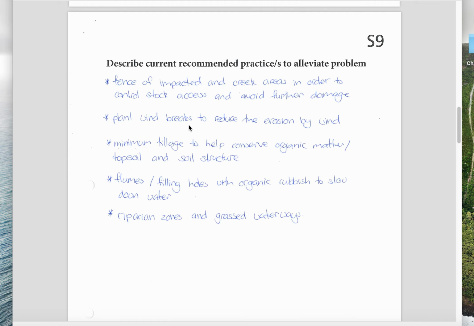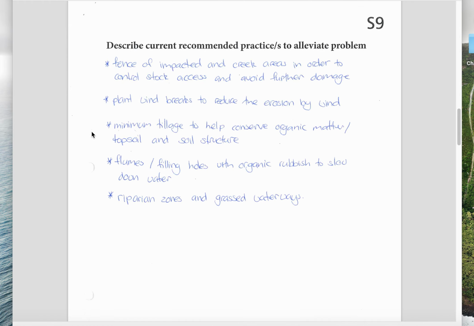You could also plant windbreaks, because remember, one of the two main causes of erosion other than water is wind. And if you plant windbreaks on your farm, that's going to slow the wind flow down on your farm, and therefore that's going to help reduce erosion by wind.